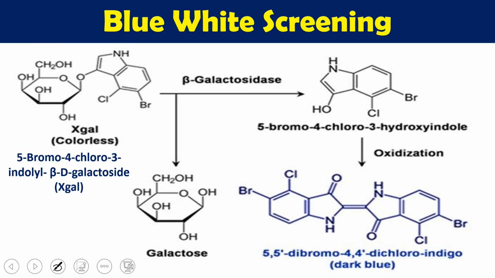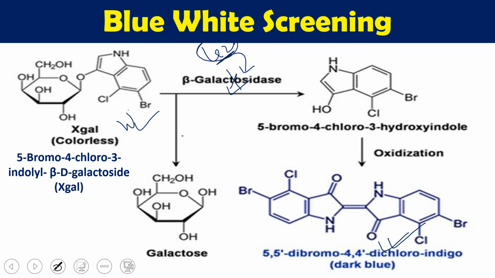If a bacterium has an intact LacZ gene, it produces beta-galactosidase, and this X-Gal is converted into a dark blue pigment. So any bacteria that have the LacZ gene give you blue color. If bacteria do not have an intact LacZ gene, because it is split by an insertion, then the enzyme is not produced, and that will give you a white colony.